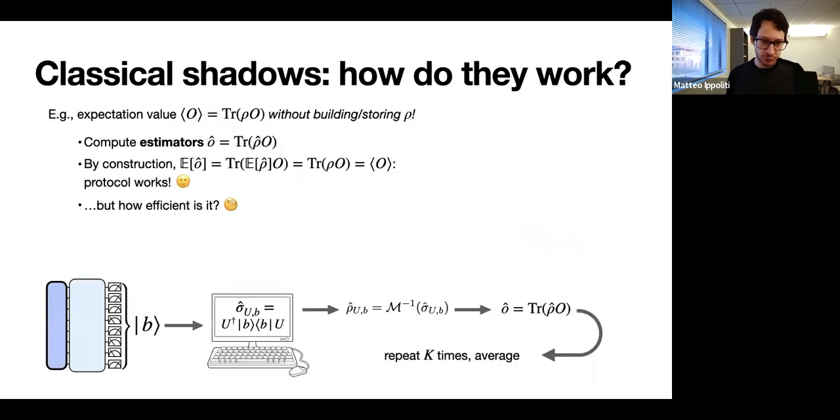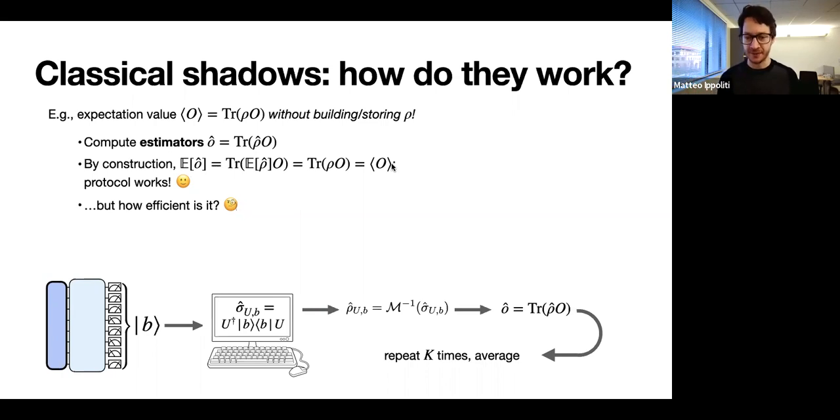And to give an example of how to do this, we can compute an expectation value of some operator O. So the idea to do so is to build these estimators O hat, which are simply the trace of O with our inverted snapshot rho hat, which is a random variable. So these in turn are going to be random variables valued in real numbers. And by construction, their expectation is going to be the correct thing we want. It's going to be the quantum expectation value of O.